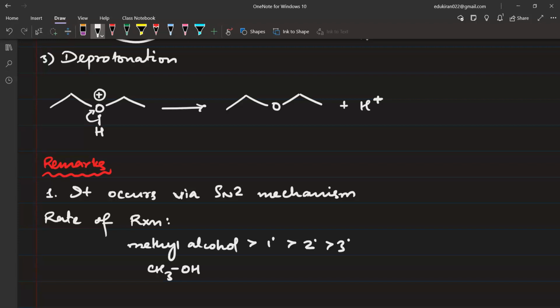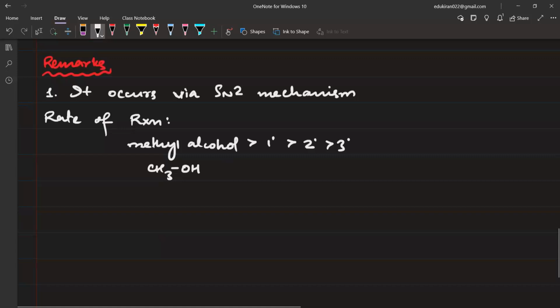Then yes or no, please tell me. Yeah, option. Now, since the rate of reaction is fast for 1 degree and it is slow for 3 degree, please write.